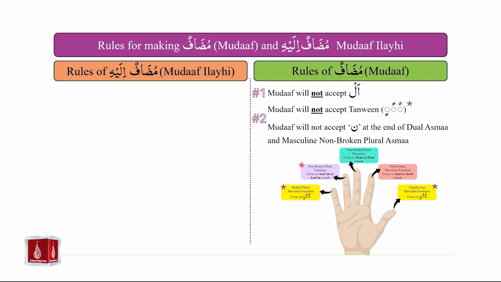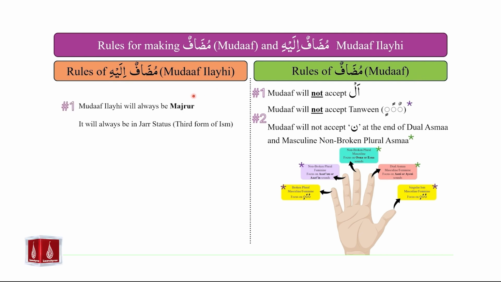Asma that will have noon at their end are the ones that will be either dual asma, which are identified by the ani or aini ending sounds, or masculine non-broken plural asma that are identified by una or ina ending sounds. So asma that have ani aini or una ina ending sounds will not accept noon at their end if they are to be mudaf.